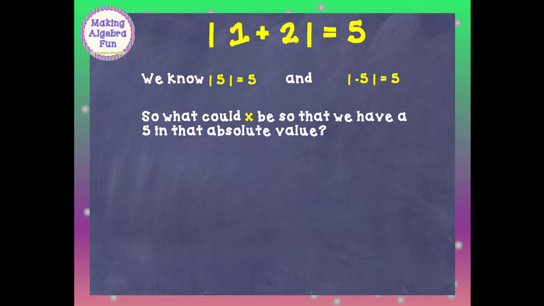If x were 1, well, that would make it 3. The absolute value of 3 does not equal 5. If x were 2, then that would make it 4. The absolute value of 4 does not equal 5. If x were 3, that would make it 5. And the absolute value of 5 does equal 5. So 3 would work.